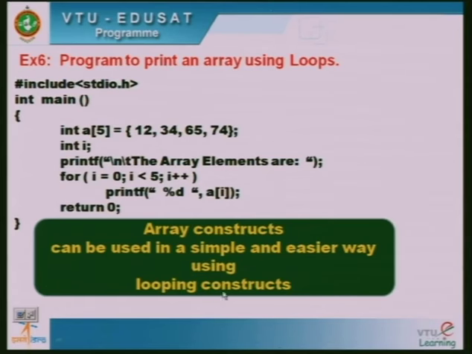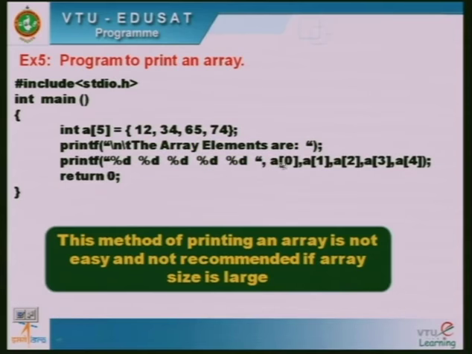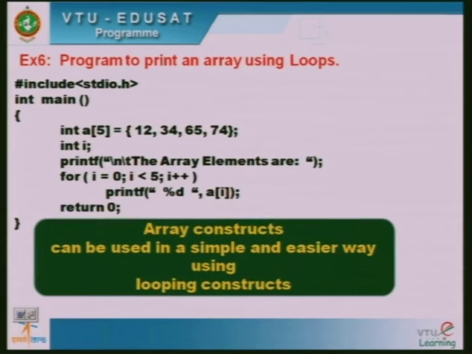So, similarly, we have a few more programs. Arrays can be used in a simple and easier way using the looping constructs. Even if there are 500 elements, so this array size could be 500 here, I can take the condition as i less than 500 and use the same code. If the previous method is used, then I may need to use 500 different percentage d symbols. That is the same as becoming a typist rather than a programmer. So, here we should see that we have to make use of the looping construct to make use of the arrays. The arrays can be used in a simple and easier way using the looping constructs.